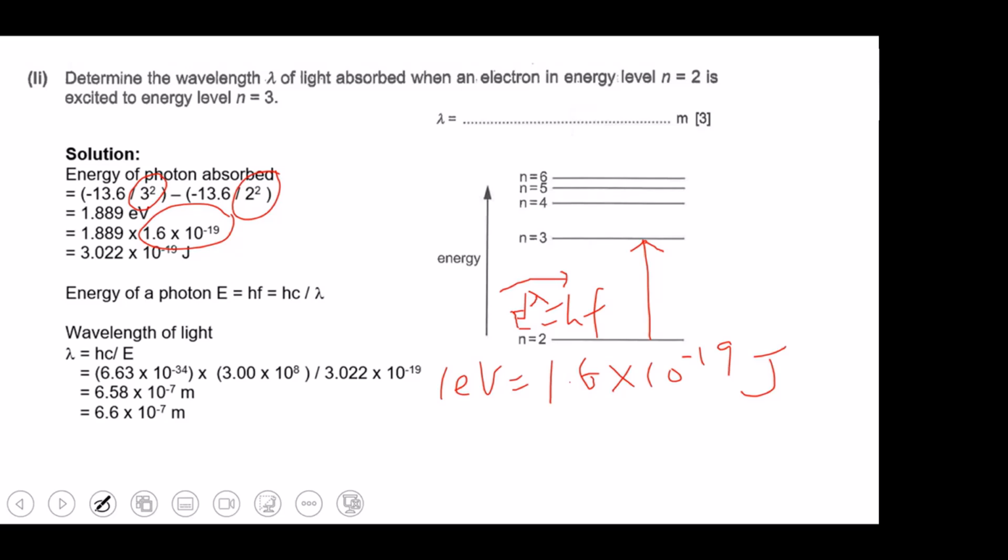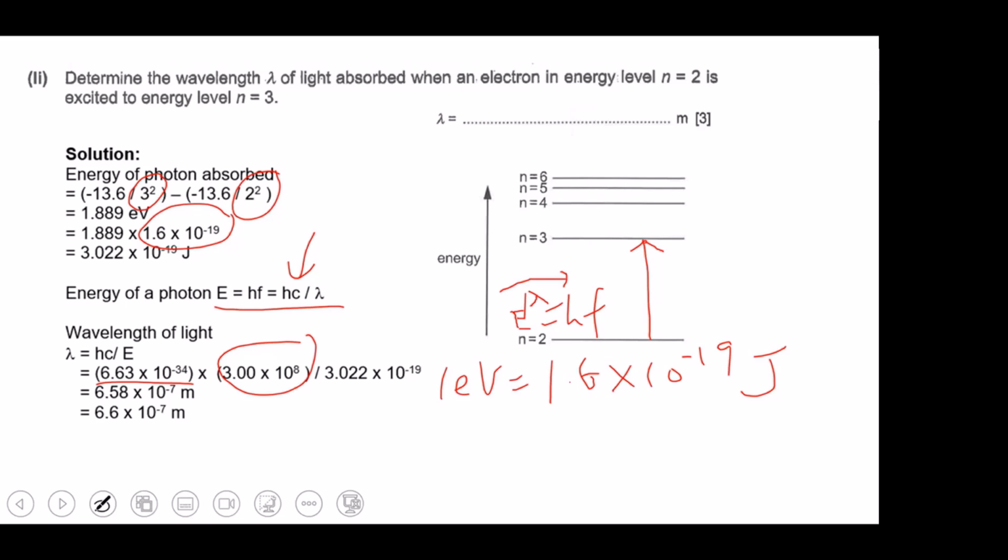So using the formula for energy, E equals hf, where f is c over lambda and c is the speed of light, which has a value of 3 times 10 to the power 8, I can find lambda. The Planck constant is 6.63 times 10 to the power minus 34. This value you can get from the data and formula page.